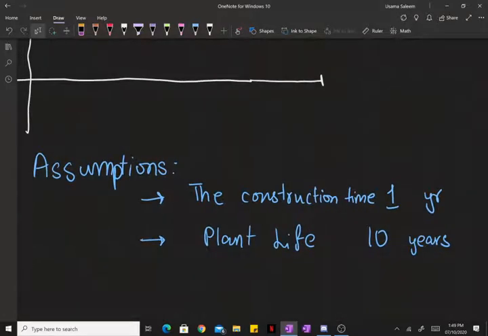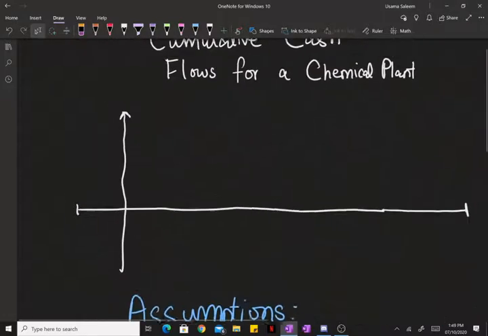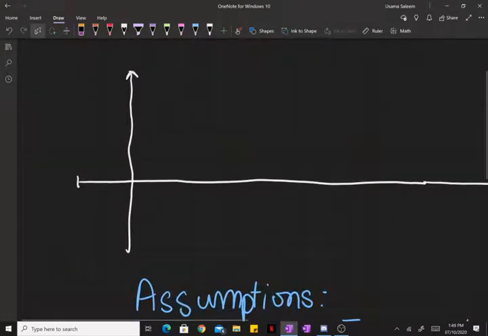Now, the construction period for a chemical plant does not necessarily have to be 1 year. It can be less or it can be more. The same is the case with the life. The life is usually between 10 to 20 years. And depending on the problem, that's how you're going to modify your cash flow diagram for your own specific problem.